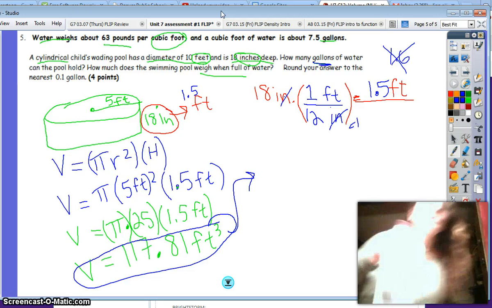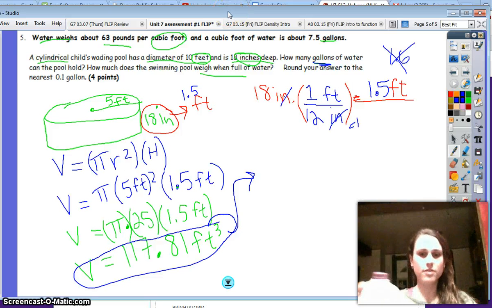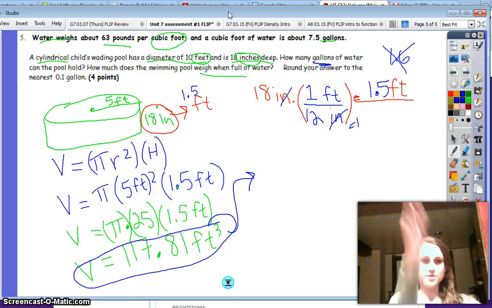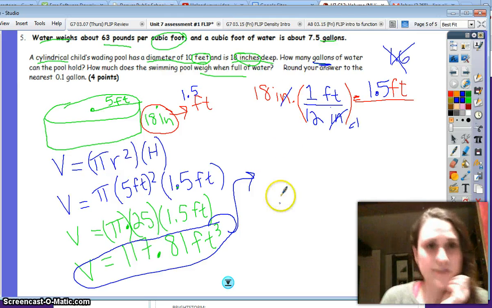Okay, I have half a gallon, but you guys have probably seen a full gallon of milk. I can fit 7.5 full gallons of milk in a box that measures 1 foot by 1 foot by 1 foot. Bonus question, how many half gallons of milk can you fit in that same box? 15.